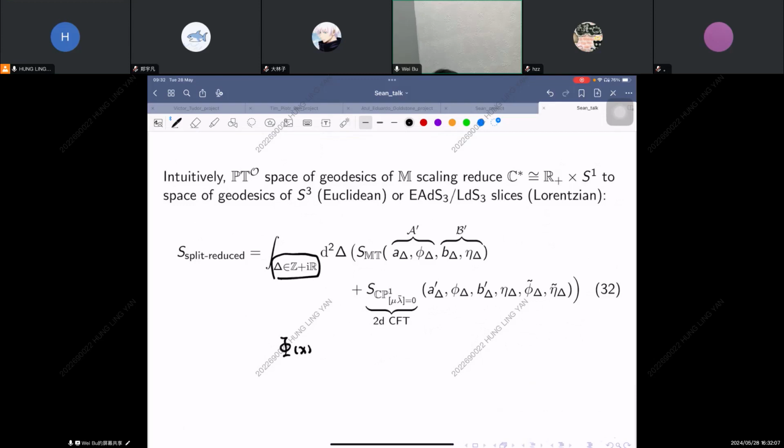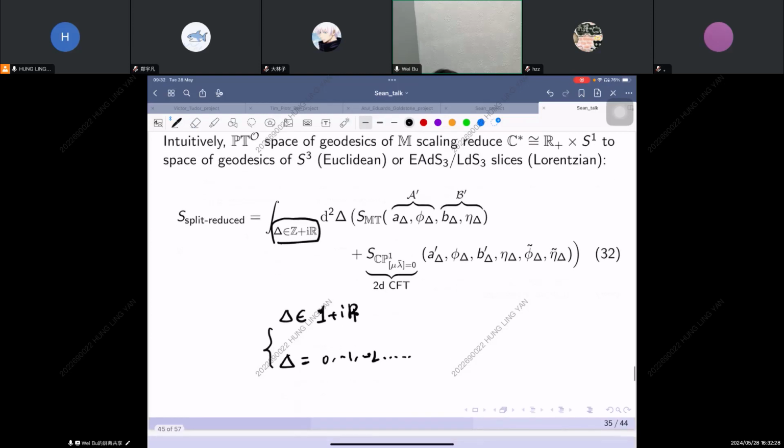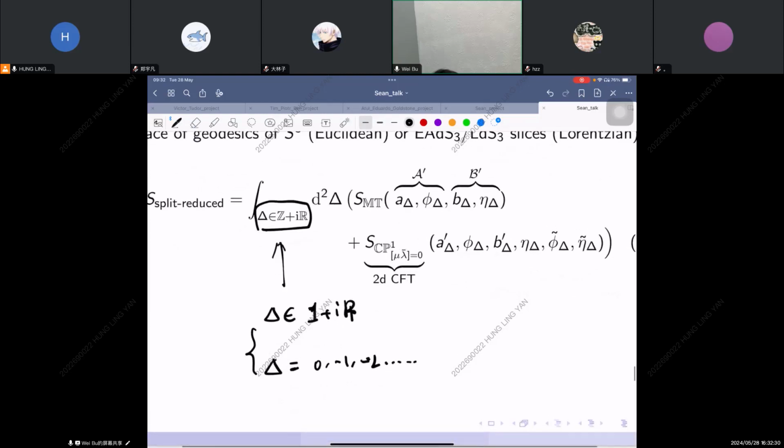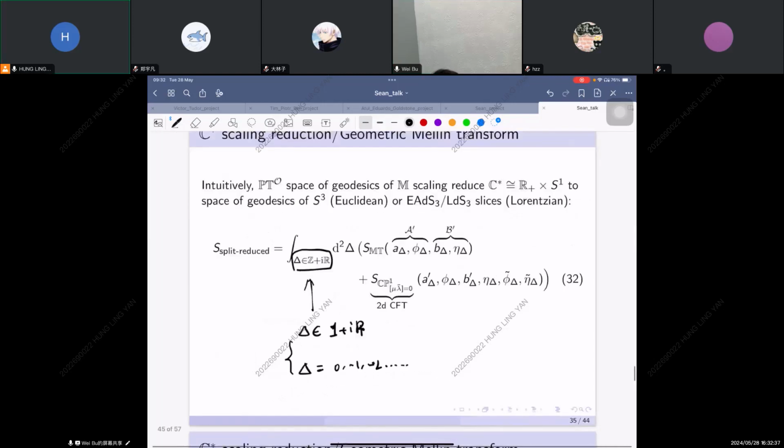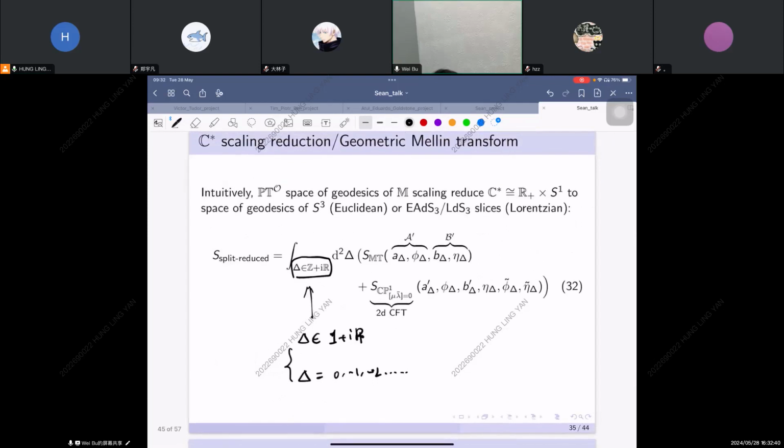In Z plus IR. So in the celestial holography literature, what people usually make a fuss about is very specific deltas, like delta in 1 plus IR, which is the principal series of SL(2,Z), or delta equals 0, -1, -2, which are the soft poles, where the gamma functions have poles. But here we include both of them, basically. And they would show up as conformal dimensions of operators in the dual theory, right? Yes.